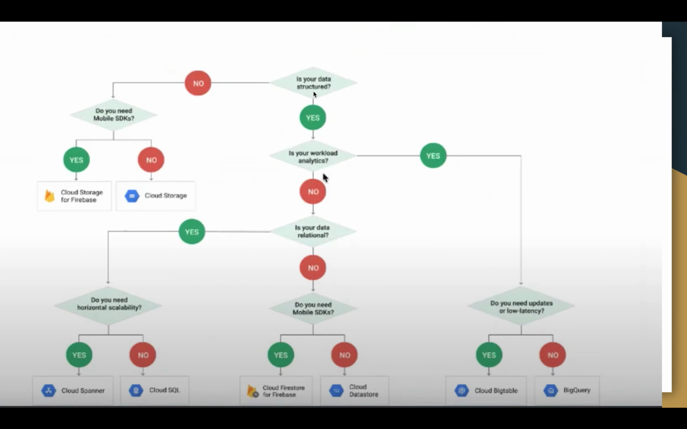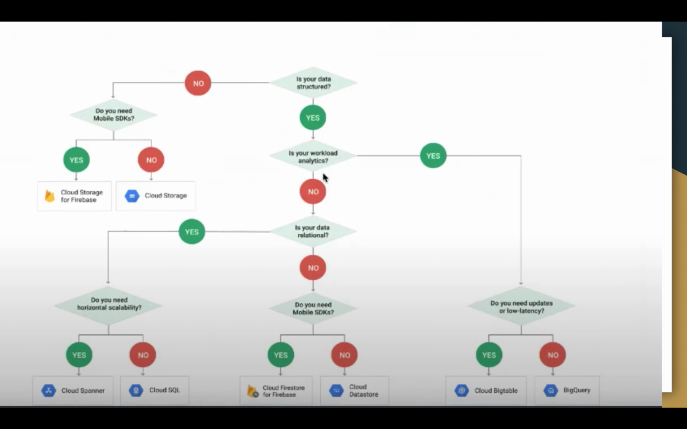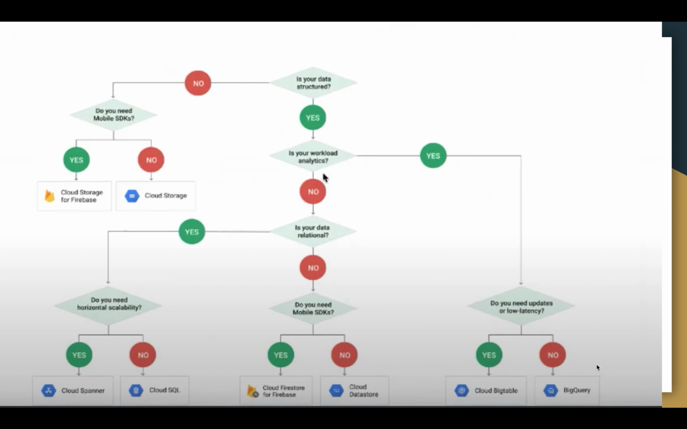Next, your data is structured. Again, if your workload is analytics, it will come here. Again, if you need updates or low latency, and the answer is yes, it will come to Cloud Bigtable. Cloud Bigtable offers low latency, read-write access and high throughput analytics. If you don't need updates or low latency, then it will come to BigQuery. BigQuery is online processing up to petabyte scale, analytical reporting on large data. It's used for big data processing and SQL.